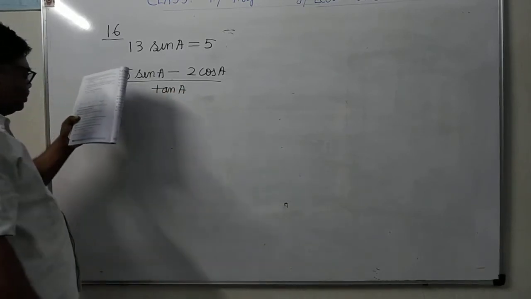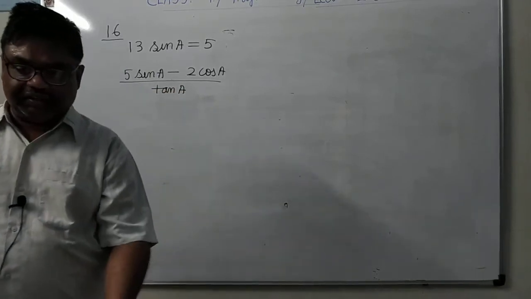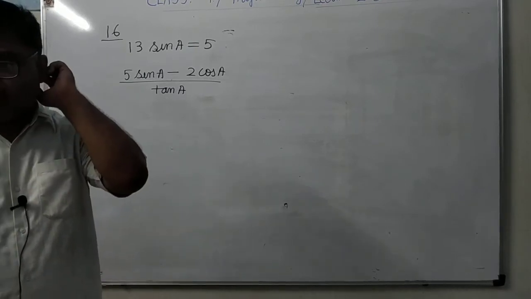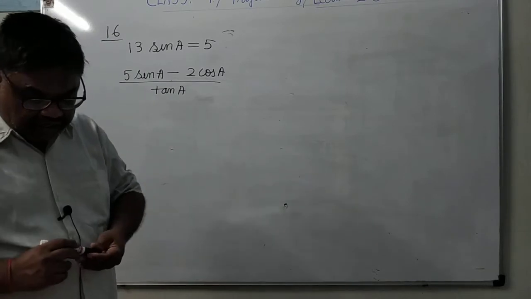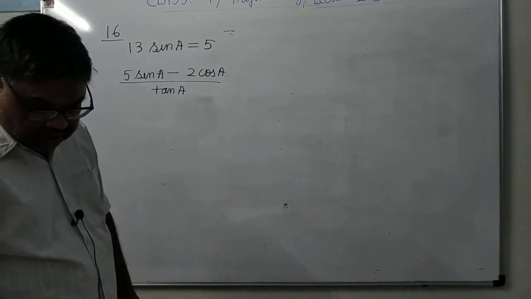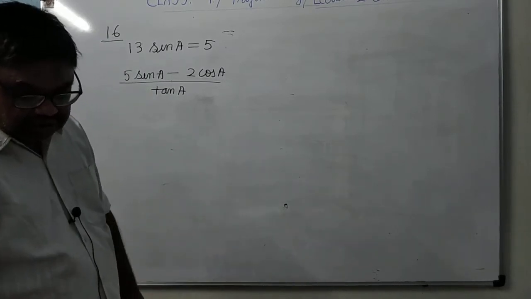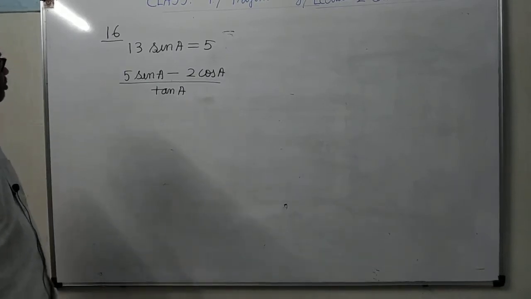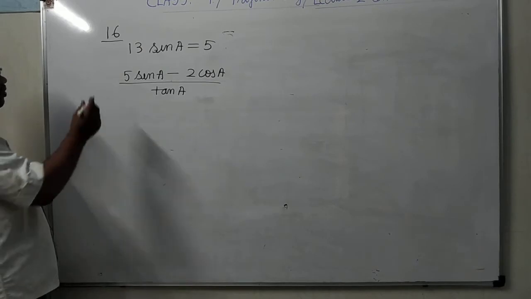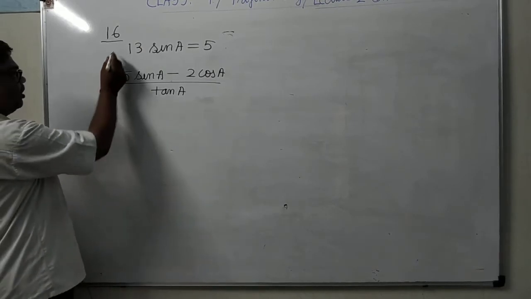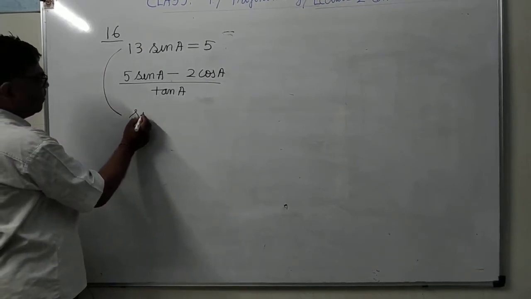Here this question says that given A is an acute angle. Acute angle means less than 90 degrees. A is an acute angle and 13 sin A equals 5. You have to evaluate this value. So how will you do this question? First you find out, from here you write down sin A.